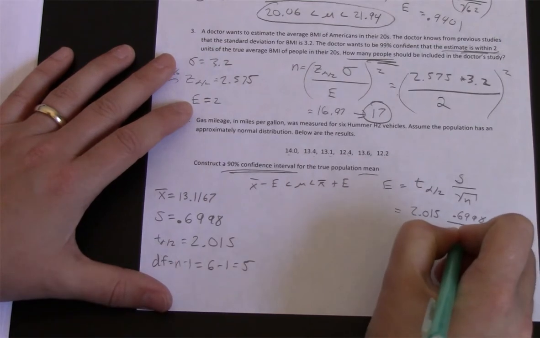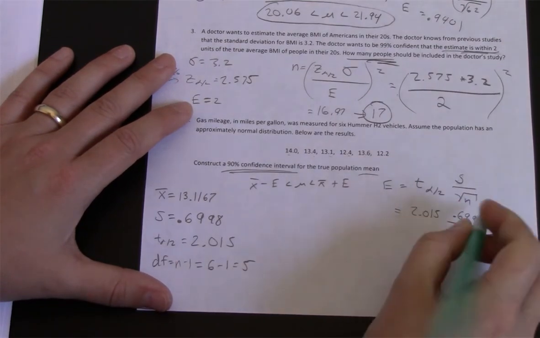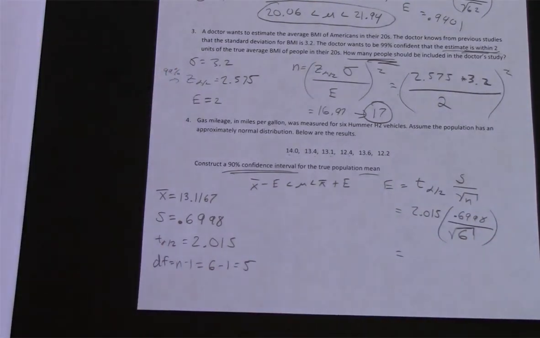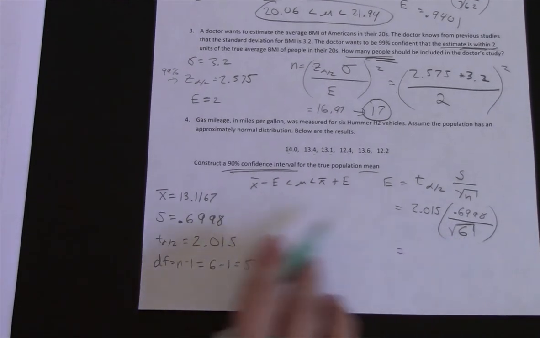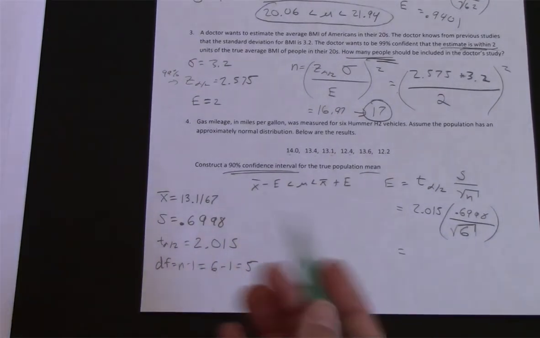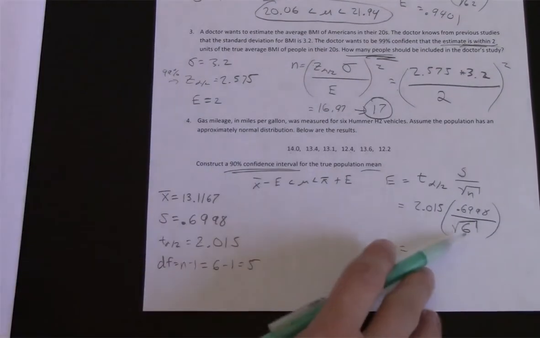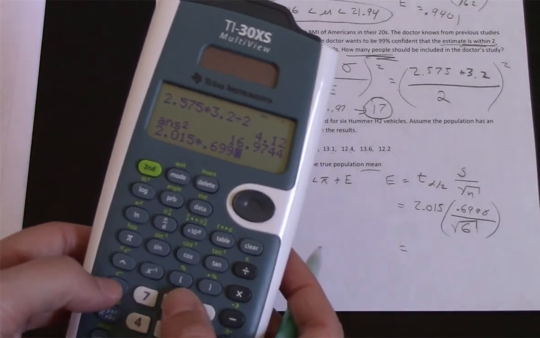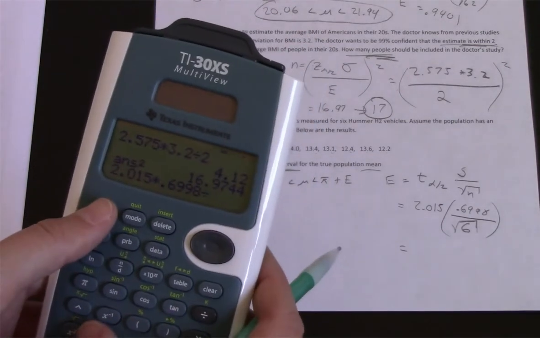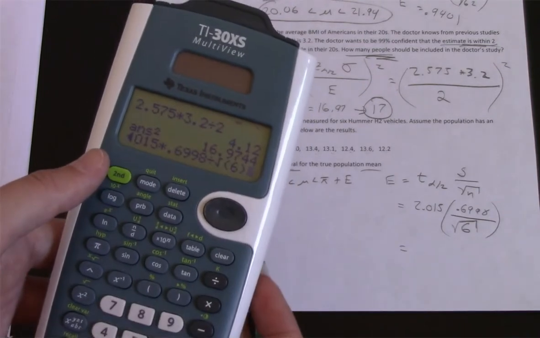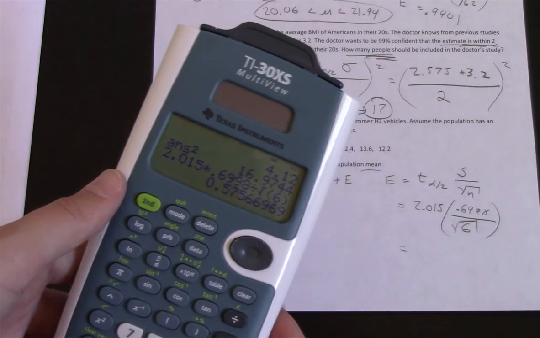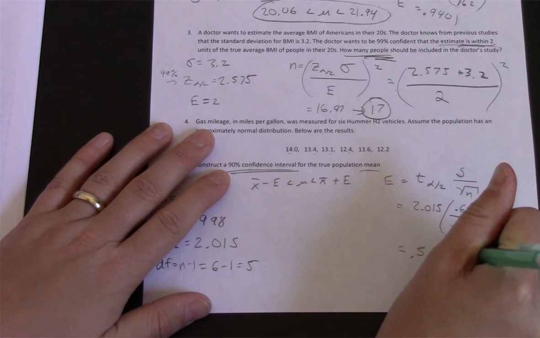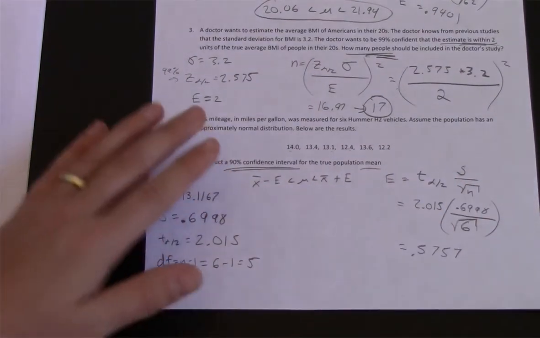Plug things into this formula here. Don't forget that is N, right? This is the original sample size. A very common mistake is to have 5 in there, n minus 1, because you figured out the degrees of freedom, but that's actually the sample size there. Divided by the square root of 6. Plug that into your calculator all at once, and you should get 0.5. Okay, so that's my margin of error.